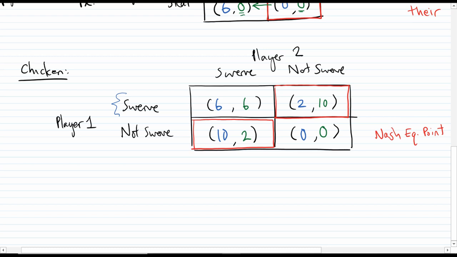If you want to examine this last box, is swerve-swerve a Nash equilibrium point? Well, no, it's not, because player 1 would like to switch from swerve-swerve to not swerve-swerve, and that would increase their score. And similarly, player 2 would also like to switch from swerve-swerve to swerve-not-swerve. So that's also not a Nash equilibrium point. And you saw this in the game. After rounds where we both swerved, we were both incentivized to switch to not swerving.